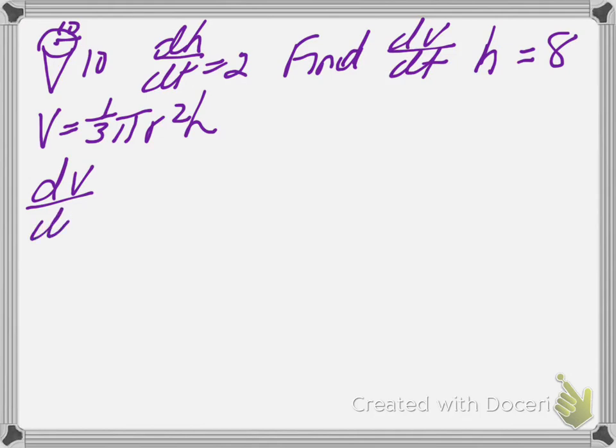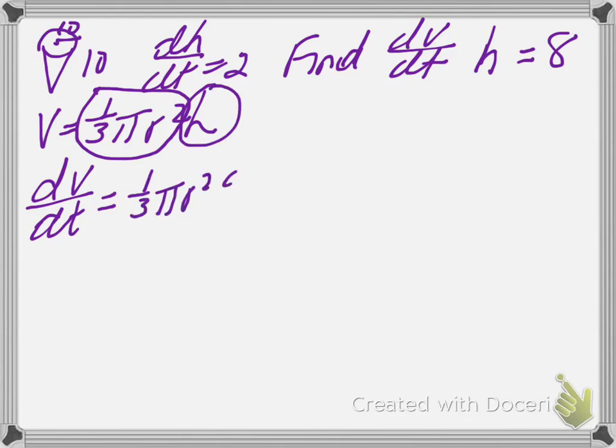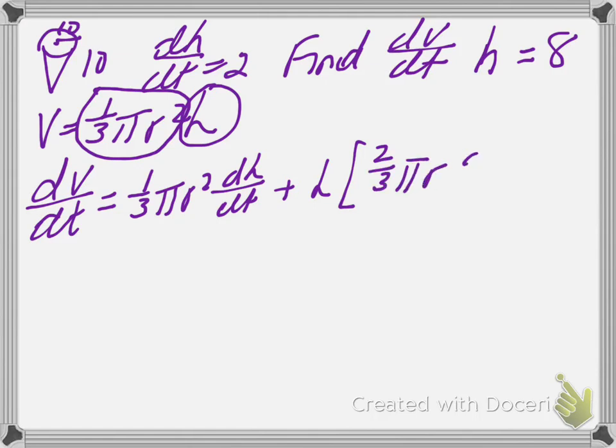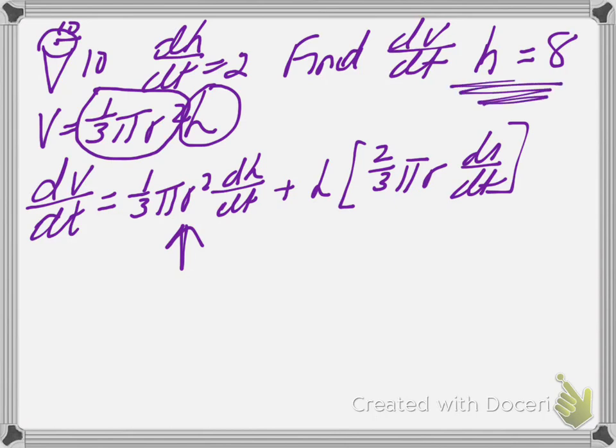So we take the derivative of both sides. We get dV over dt equals, and now you have two variables, so you're going to have to do a product rule: the first times the derivative of the second plus the second times the derivative of the first. Here's where we run into trouble. We need dV over dt, which is what we're supposed to find, so that's okay. We need an r, but we have no r right now because we're only given this when h equals 8.